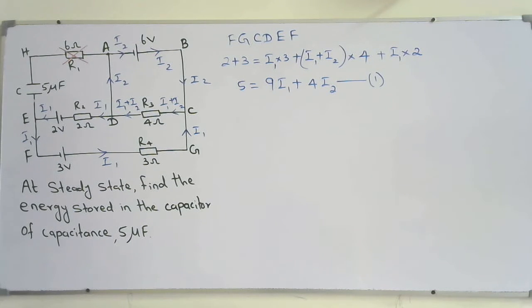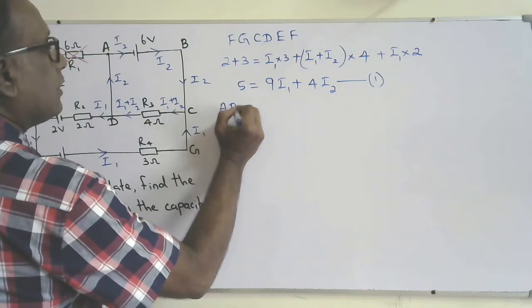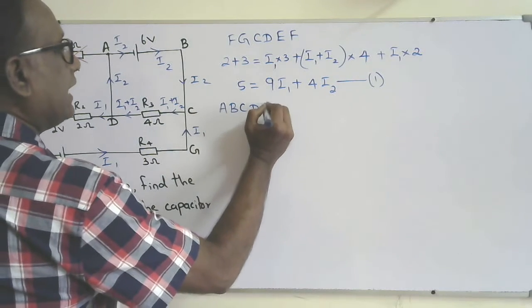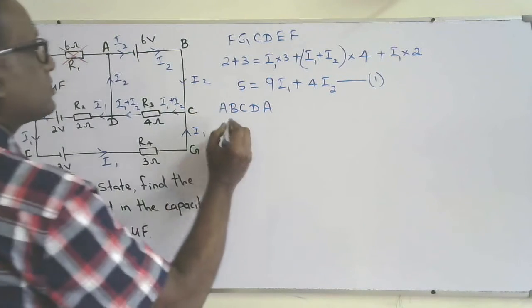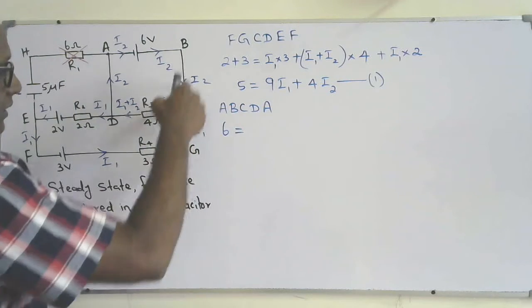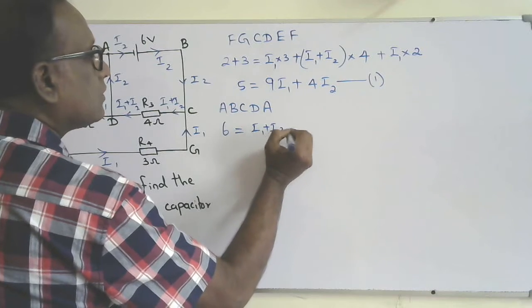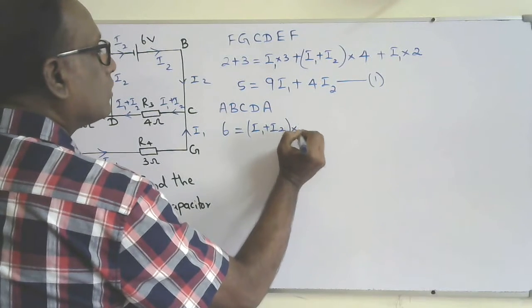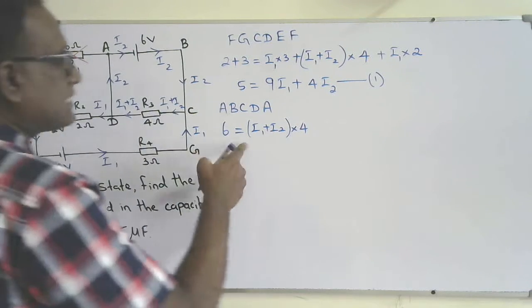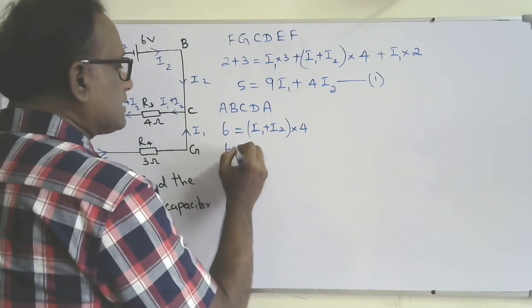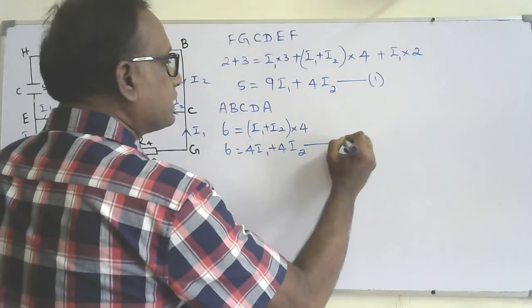Okay, so then consider this closed circuit A, B, C, D, A. In this closed circuit, the total EMF is 6. So 6 equals this resistor, I1 plus I2 into 4, and there is no other resistor in this closed circuit. So I can write 6 equals 4I1 plus 4I2, the second equation.